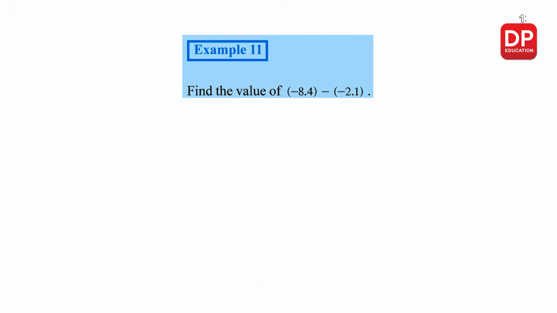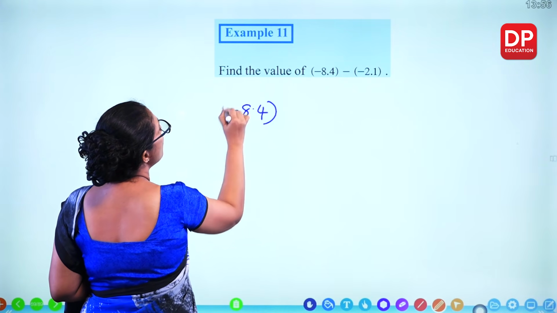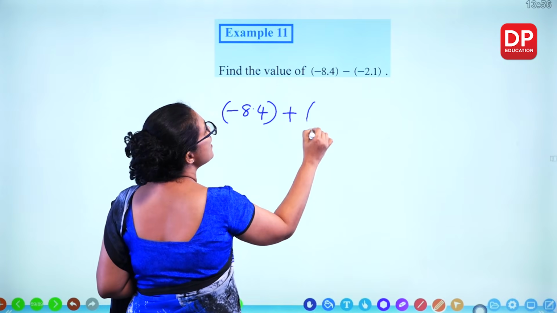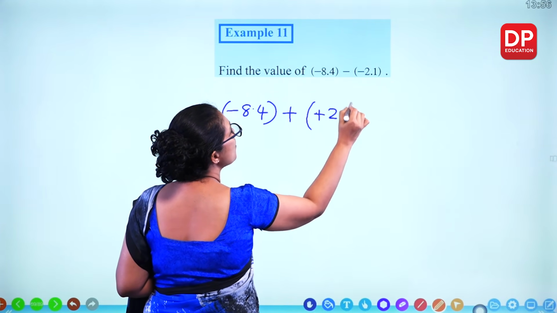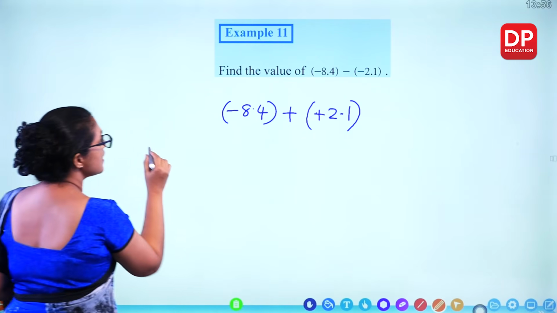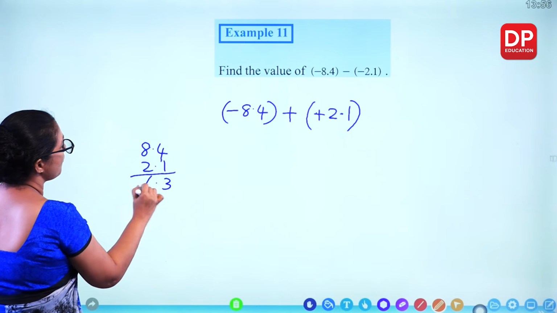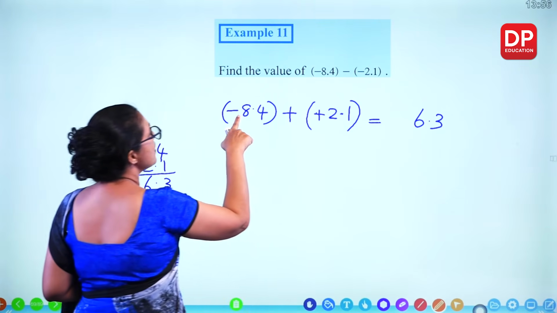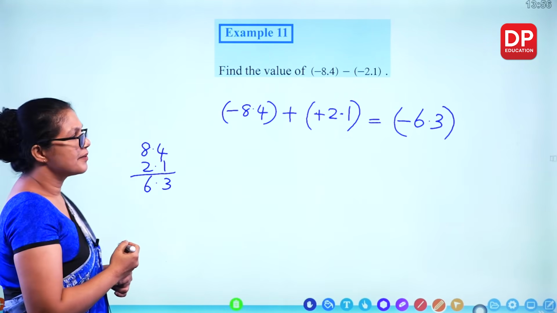Example number 11, find the value of minus 8.4 minus minus 2.5. I can change it to plus with the additive inverse of minus 2.5. That's plus 2.5. Now, one is negative, one is positive. Take the difference. 6.3. So, which one is the bigger number? Minus. So, you put a minus sign.